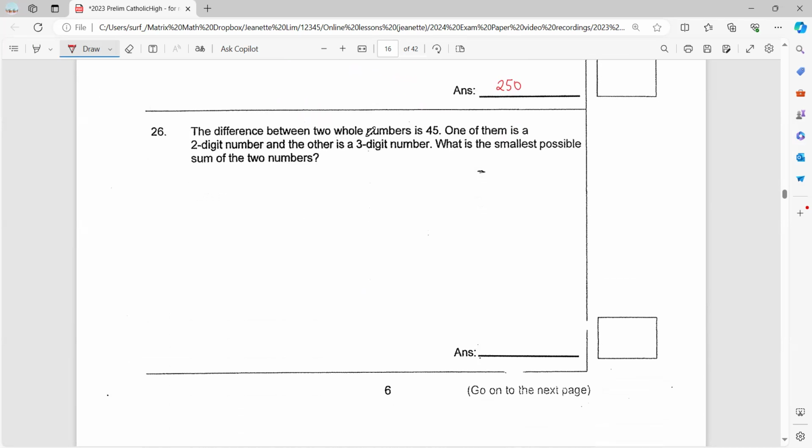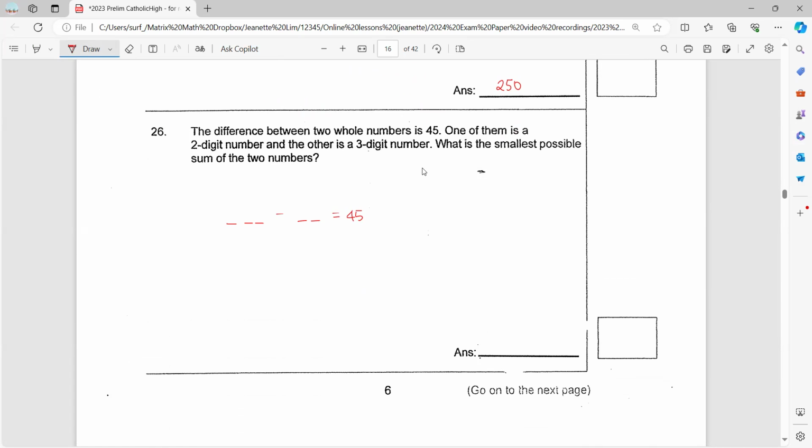26. The difference between two whole numbers is 45. One of them is a 2-digit number and the other is a 3-digit number. What is the smallest possible sum of the two numbers? Okay, so 3-digit minus 2-digit. Difference 45. What is the smallest possible sum?